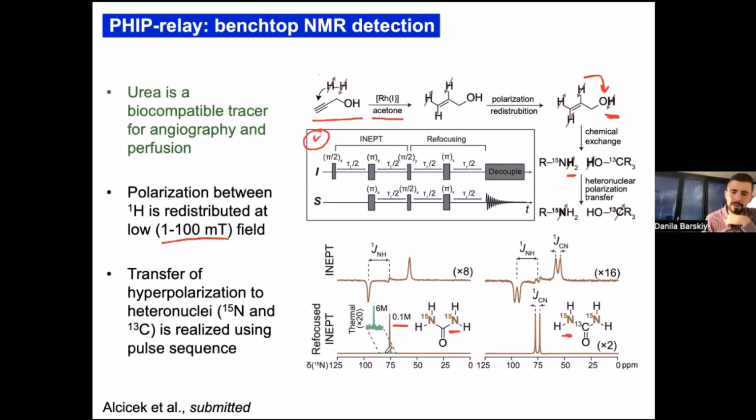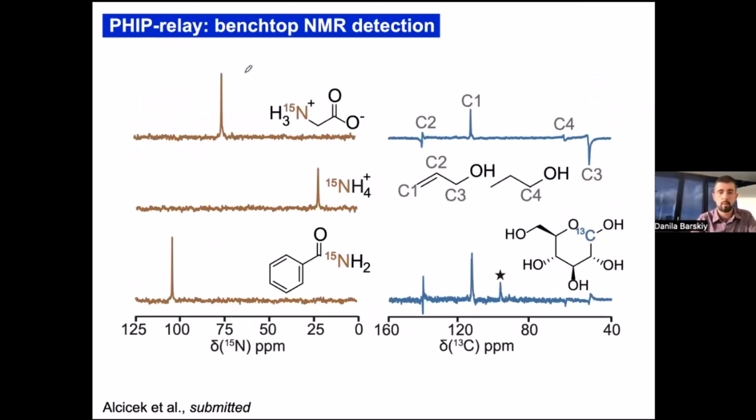Compared to this really small, tiny green signal, enhanced by a factor of 20 over thermally polarized urea, a very concentrated solution in the same magnetic field. So we're talking here about more than 1% polarization on nitrogen-15 obtained by polarization transfer at 1 Tesla via a pulse sequence. As I said, we also worked on other molecules such as the amino acid lysine.